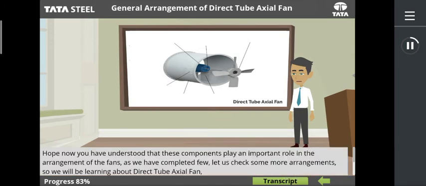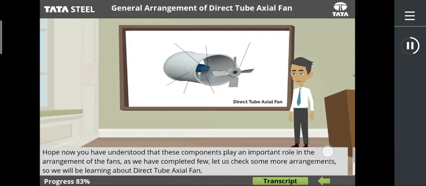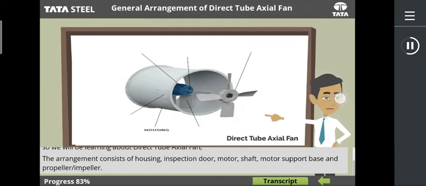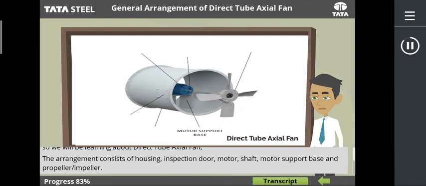Hope now you have understood that these components play an important role in the arrangement of the fans. As we have completed a few, let us check some more arrangements, so we will learn about direct tube axial fan. The arrangement consists of housing, inspection door, motor, shaft, motor support base and propeller or impeller.